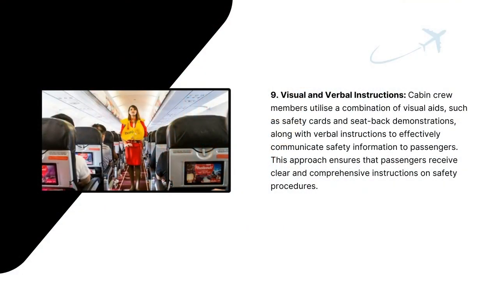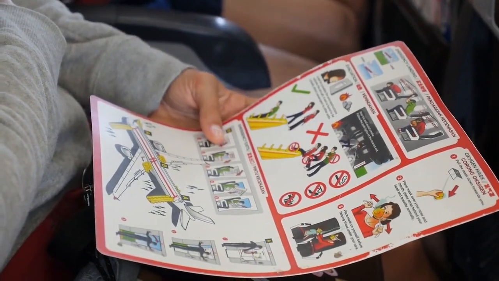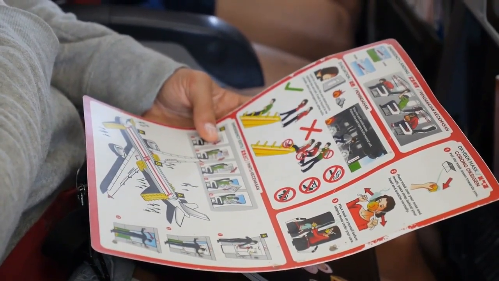9. Visual and verbal instructions. Cabin crew members utilize a combination of visual aids, such as safety cards and seat back demonstrations, along with verbal instructions to effectively communicate safety information to passengers. This approach ensures that passengers receive clear and comprehensive instructions on safety procedures.